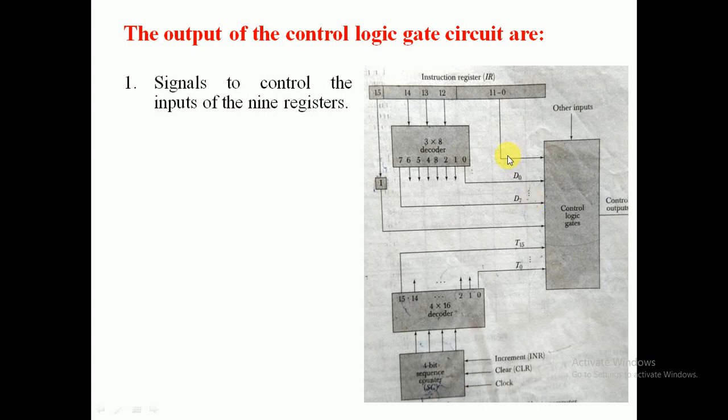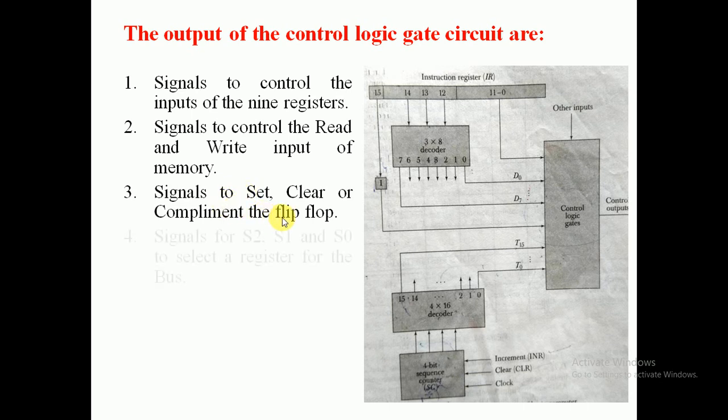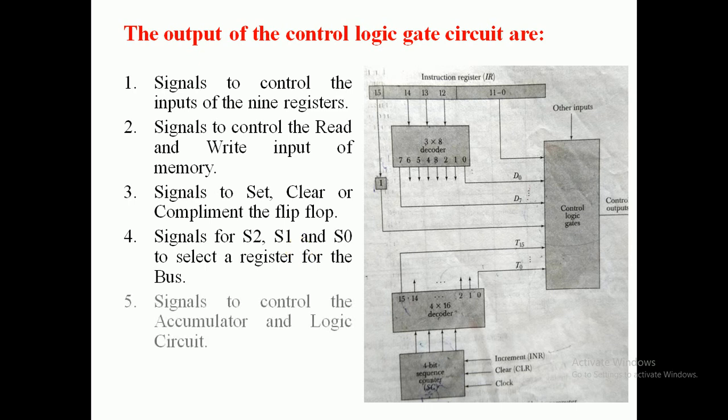After receiving various inputs, this control logic gate generates various control signals. First, it generates signals to control the inputs of the 9 registers. Second, it generates signals to control the read and write inputs of memory. Third, it generates signals to set, clear or complement the flip-flops. Fourth, it generates signals for S2, S1 and S0 to select a register for the bus. Fifth, it generates a signal to control the accumulator and logic circuit. So this control output is used for various purposes.